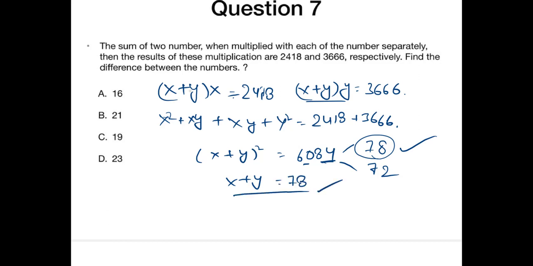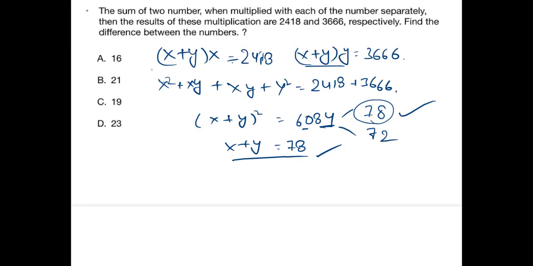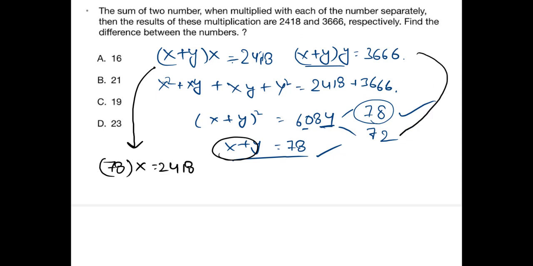What they asked is to find the difference between the numbers. It's really simple. They asked what is x minus y, right? Simply we can do it in this manner, by finding x and y. We already know x plus y is 78, so 78 into x is equal to 2418, and 78 into y is equal to 3666.